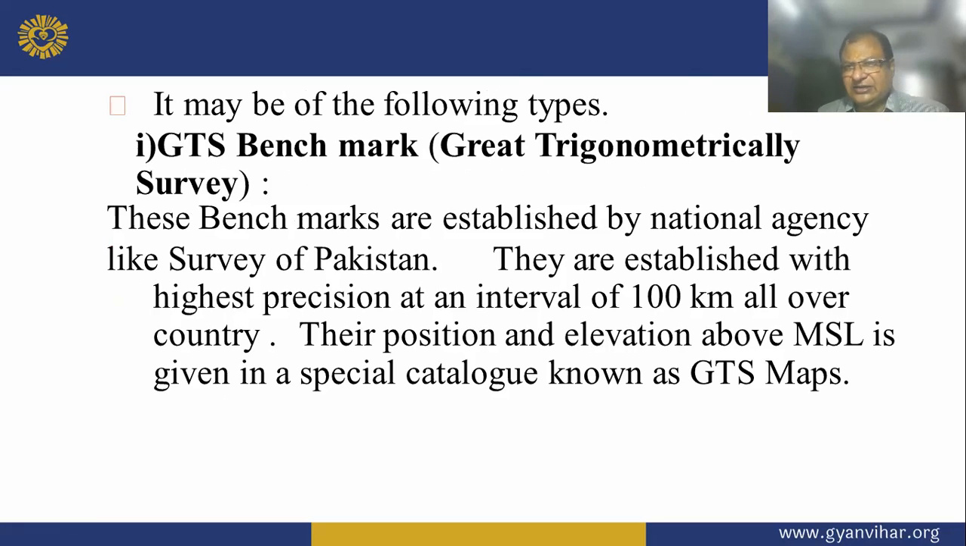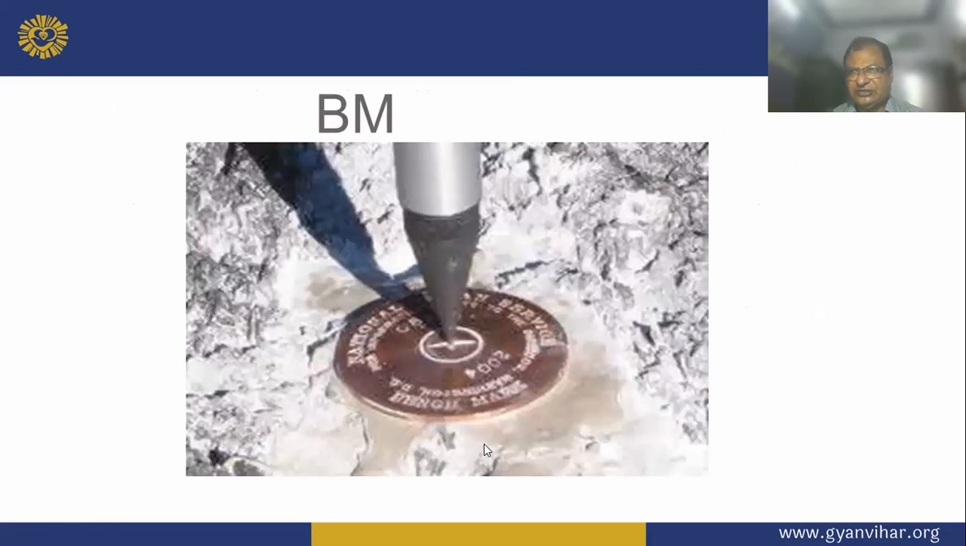These benchmarks are established by national agencies like the Survey of Pakistan and India, with high precision at an interval of about 100 kilometers across the country, and the position and elevation above mean sea level are given in a special catalog known as the GTS map. This is a benchmark photograph. You will see this and note it in your mind. How we will construct it like this.